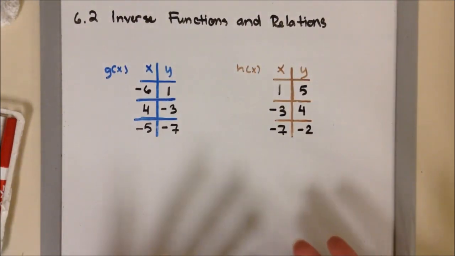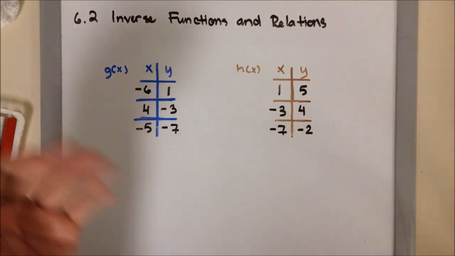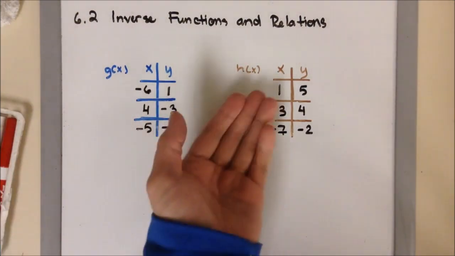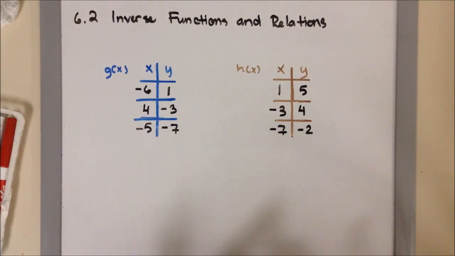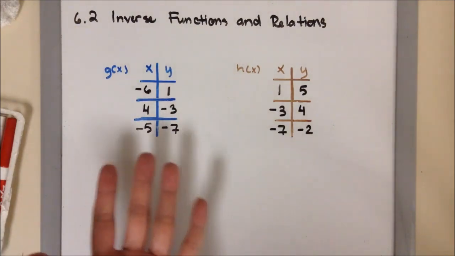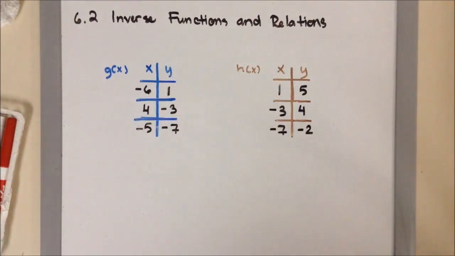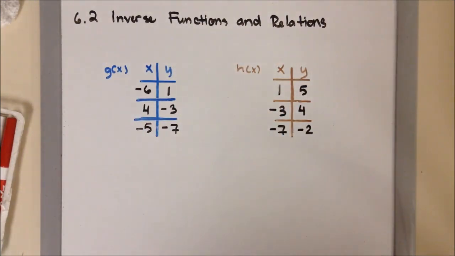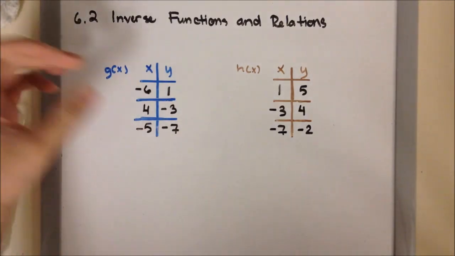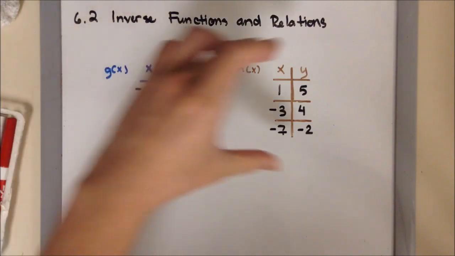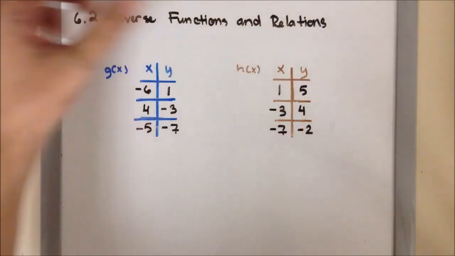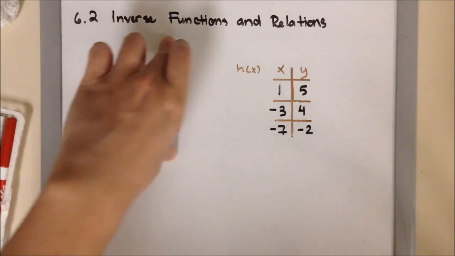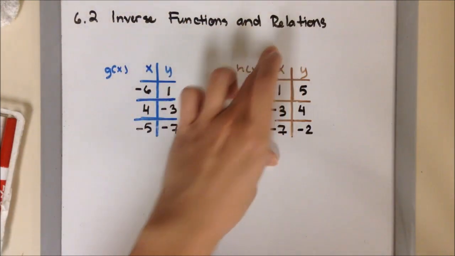Alright, say we're looking at this example and determine if g of x and h of x are inverse to each other. In order to determine that, you flip the x and y values between each function and see if they're the mirror image of each other, or the flip version of each other. Just like I said before, if they are inverse of each other, then the x values are the y values of the other function, and the y values are the x values of the other function.